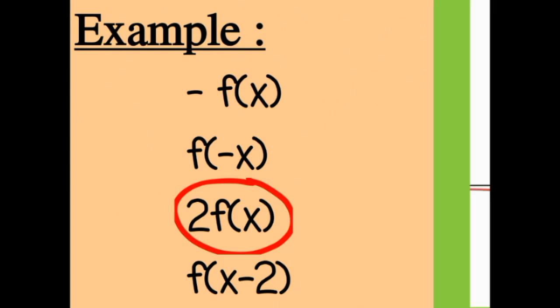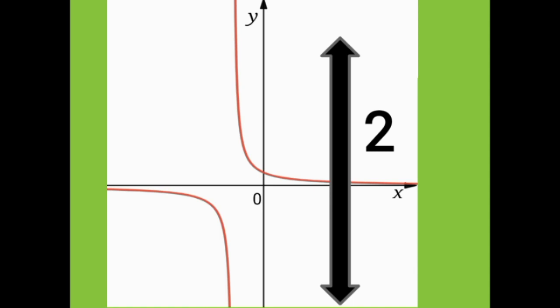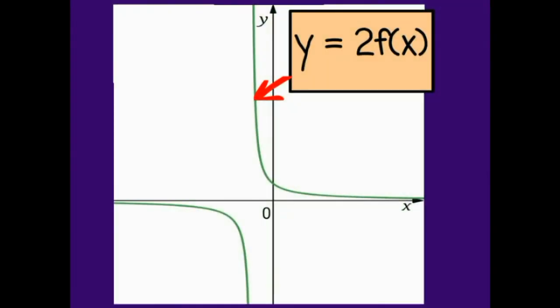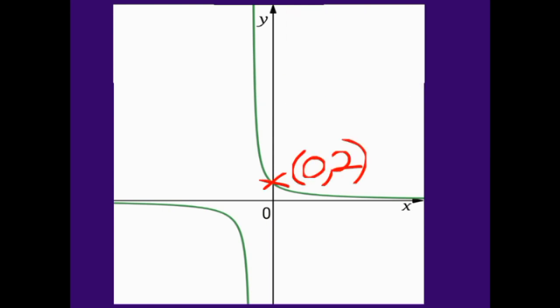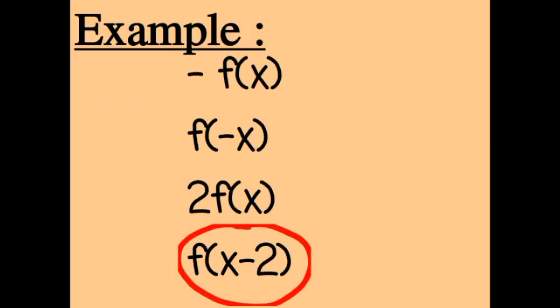2f(x). This is the stretch of the graph y = f(x) by a scale factor of 2 in the y direction. So now all the y-coordinates are doubled and hence this is the graph of y = 2f(x). As all the y-coordinates are doubled, the graph now crosses the y-axis at the coordinates (0, 2). The asymptotes are still x = -2 and y = 0.